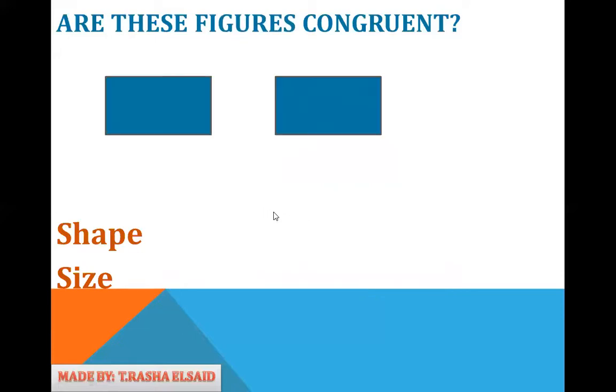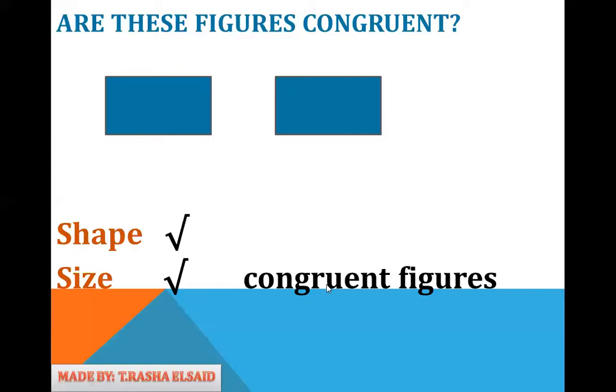Let's see the other example. Are these figures congruent? Here, the first one is a rectangle. The second one is also a rectangle. The size of the first one, is it bigger than the second or smaller or the same? We have to notice this carefully. They have the same shape and the same size. So I can say these two figures are congruent figures. They are congruent figures.